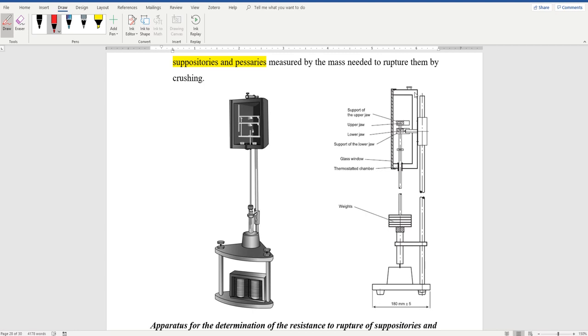Now, as you know, oleaginous or hydrophobic suppositories are affected by temperature because they can melt. That's why you need to keep the suppository at a controlled temperature during the test, because you don't want the temperature to affect the rupture of the suppository. That's why it will be placed inside a thermostated chamber to make sure that the temperature remains the same.